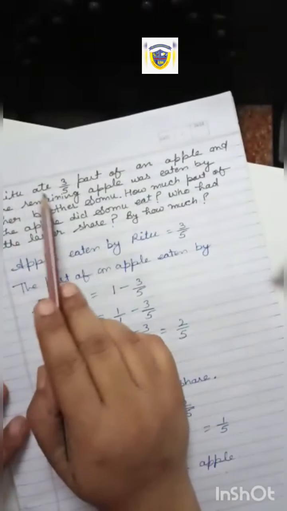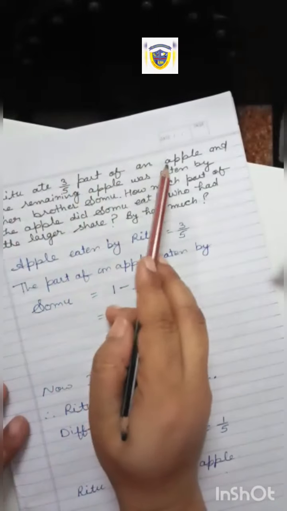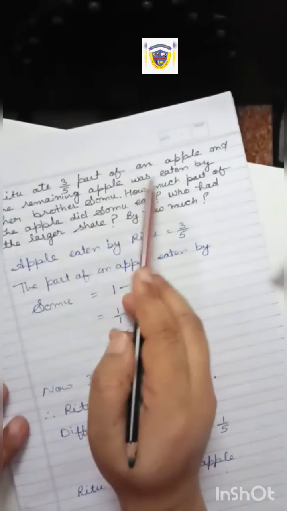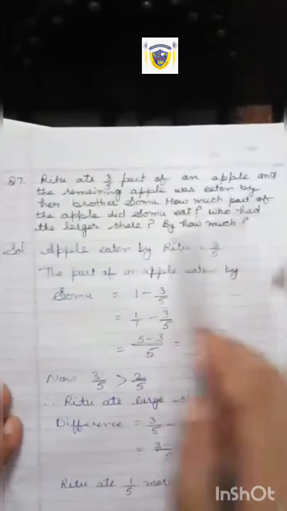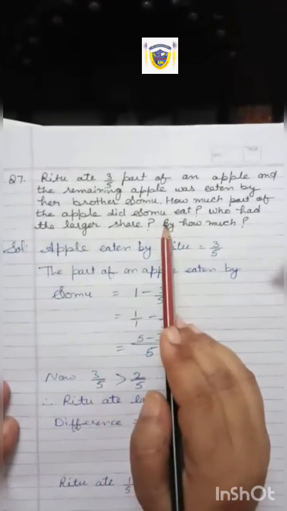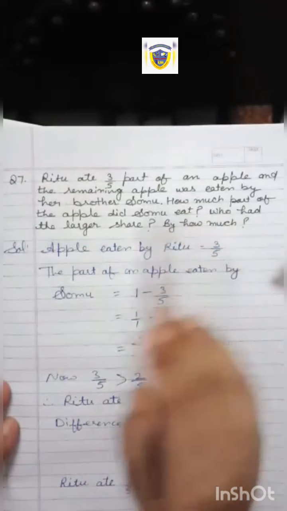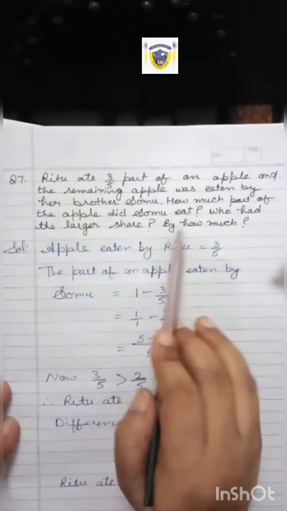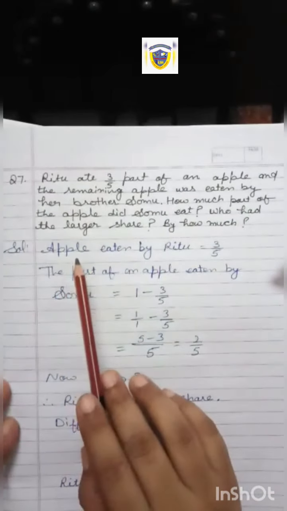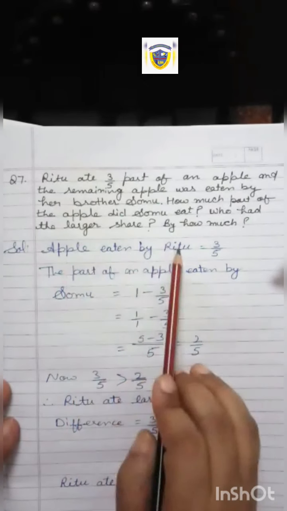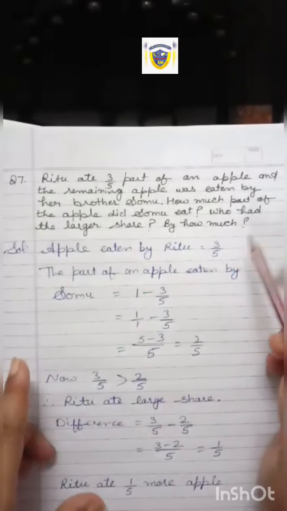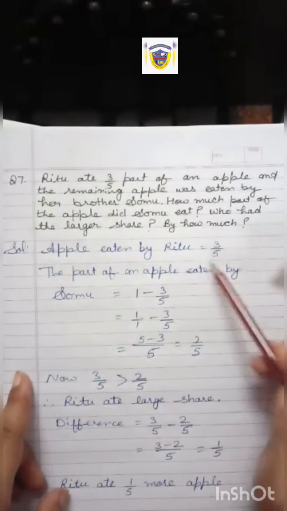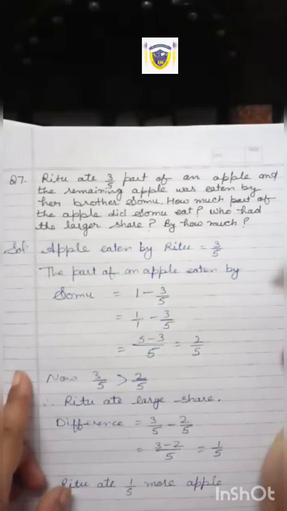Now the next and the last question is, Ritu ate 3 by 5 part of an apple and the remaining apple was eaten by her brother Somu. How much part of the apple did Somu eat? Who had the larger share? By how much? Now, the apple eaten by Ritu is 3 by 5. They have only one apple. From one apple, Ritu ate this part and his brother ate the remaining part.